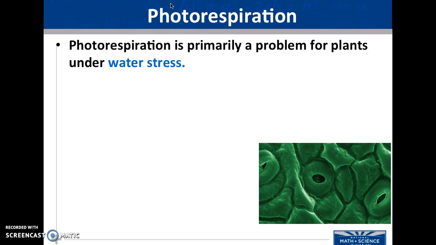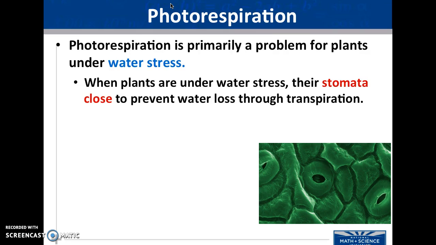This is primarily a problem for plants under water stress. When plants are under water stress, their stomata close to prevent water loss through transpiration. However, that also limits gas exchange. So remember, the stomata are holes on the base of the leaves, and they allow for gas exchange as well as water vapor to leave.